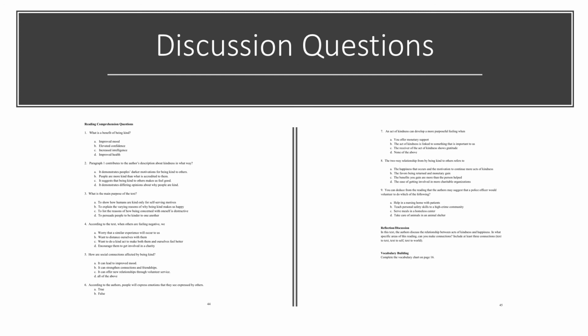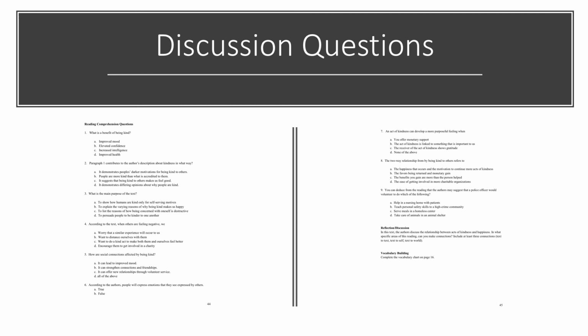Number 2, paragraph 1 contributes to the author's description about kindness in what way? And by the way, I don't know if I have mentioned, you can always number your paragraphs on the side when you're reading, so it's helpful to you to go back to a certain paragraph. Okay, the answer to number 2 is D. It demonstrates differing opinions about why people are kind.